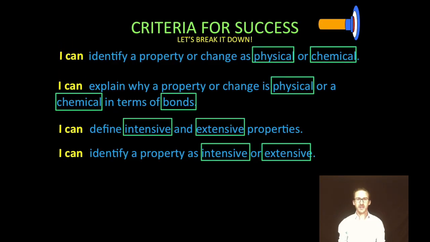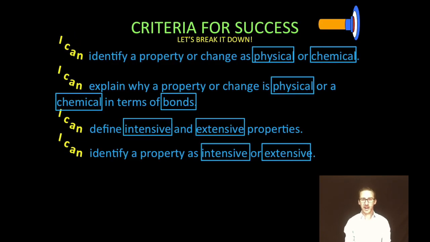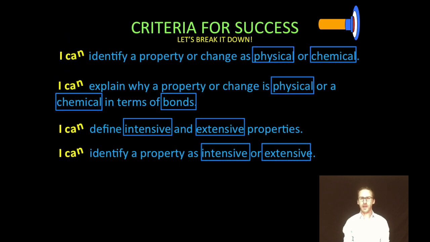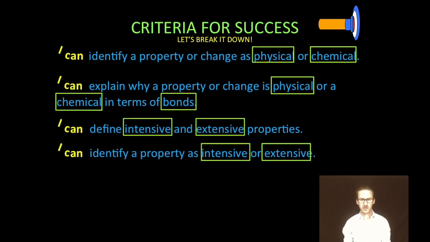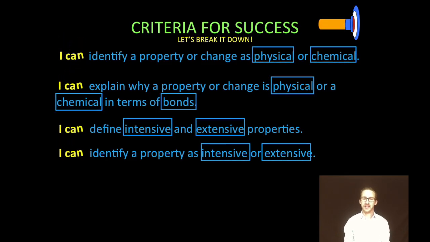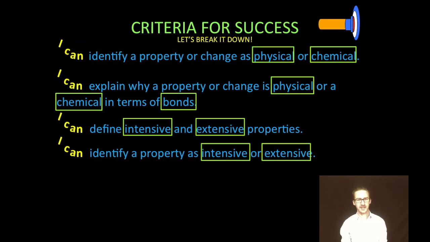Numero uno. Let's identify a property or change as either physical or chemical. Two, explain why a property or change is physical or chemical in terms of bonds. Number three, define intensive and extensive properties. And then finally, identify a property as either intensive or extensive. Hold on to your hat, it's gonna be a good one.